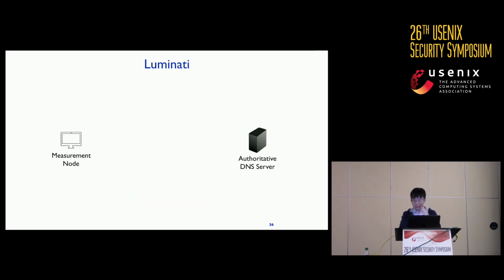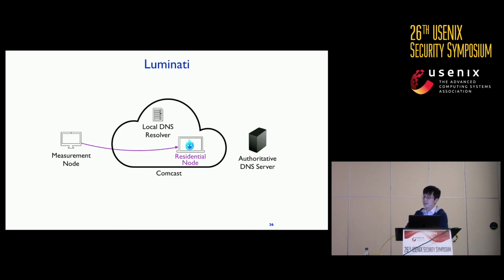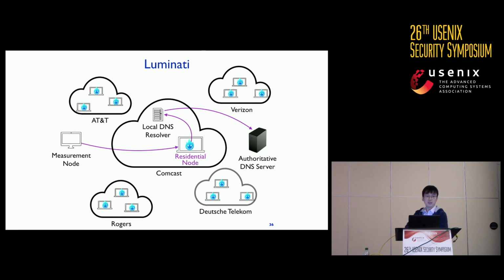So to handle this limitation, we use Luminati. Luminati is basically a VPN proxy network. But one of the cool things is that the proxies are not servers, but residential users around the world. We can send an HTTP request directly, which means that we can make them send a DNS request. Also, there are 20 million residential nodes installed using Luminati around the world.